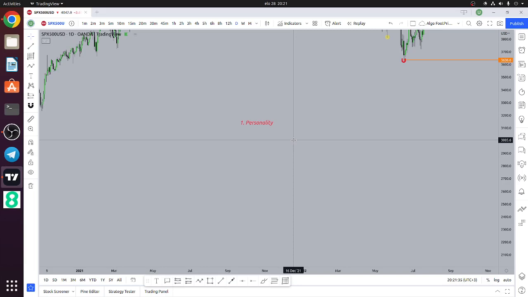Most of you keep asking me, I don't know if I'm a day trader or a swing trader. You cannot just wake up in the morning and decide to become a day trader or a swing trader. It has to be in this circle. It has to be in here, your personality. You understand? It has to be your personality.